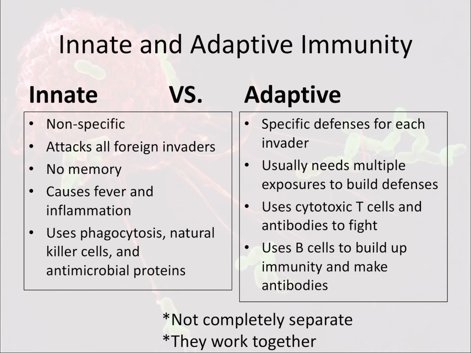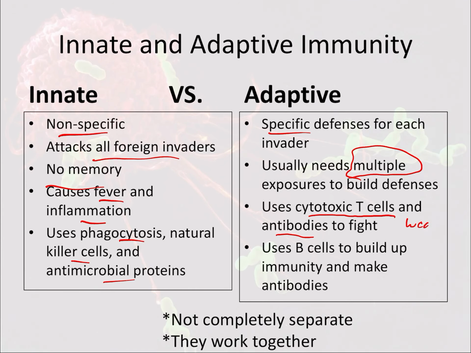Okay. So a couple things on innate versus adaptive. Again, innate is non-specific, adaptive is specific. Innate attacks all foreign invaders. It has no memory. This is where fever and inflammation come from. It uses phagocytosis, natural killer cells, and antimicrobial proteins. The adaptive system usually needs multiple exposures to build up defenses, and uses cytotoxic T cells and antibodies. Those are the two primary weapons.